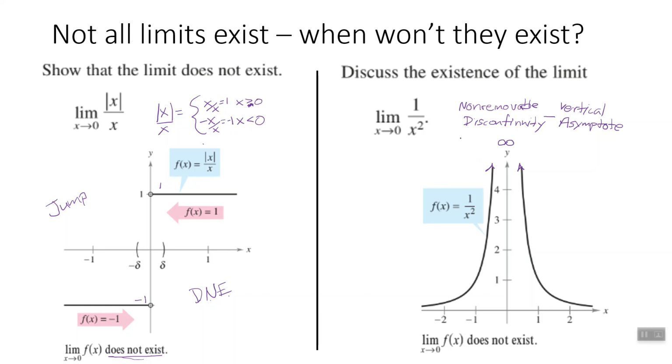Alright, so with limits, we don't really say they go to infinity, or if they do go to infinity, we generally just say that they do not exist. So we're going to say this does not exist for now. So if we have a vertical asymptote and we're taking the limit at that vertical asymptote, we say our limit does not exist.